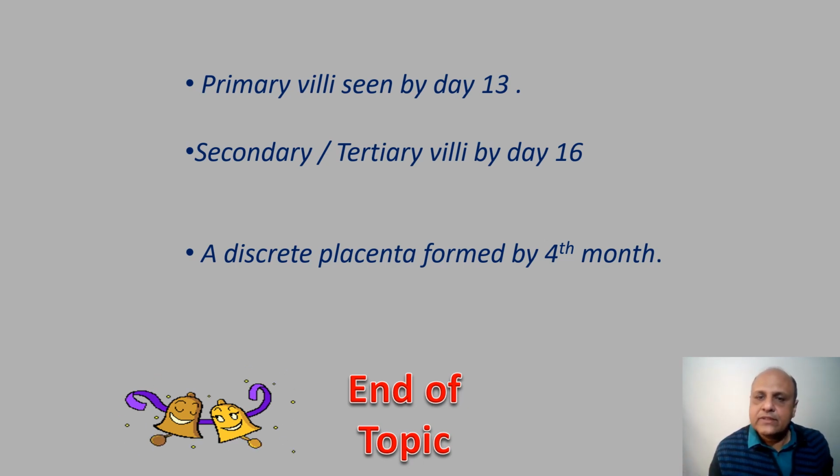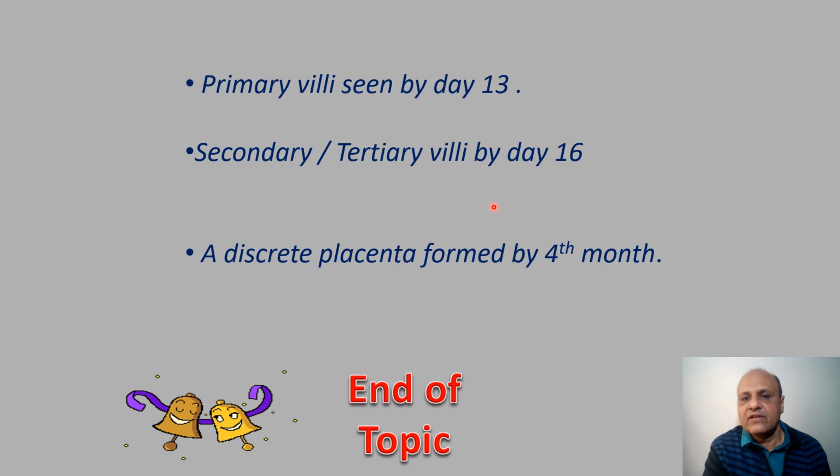So this brings us to the end of the class. The primary villi are seen by day 13. Secondary, tertiary villi by day 16. A discrete placenta, disc shaped, is formed by the 4th month.